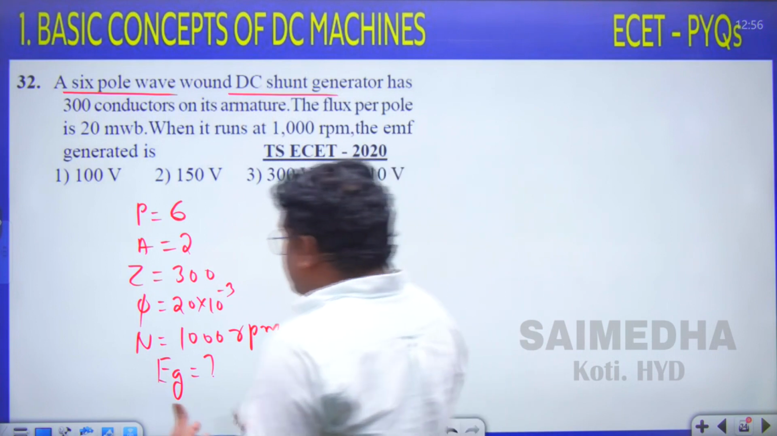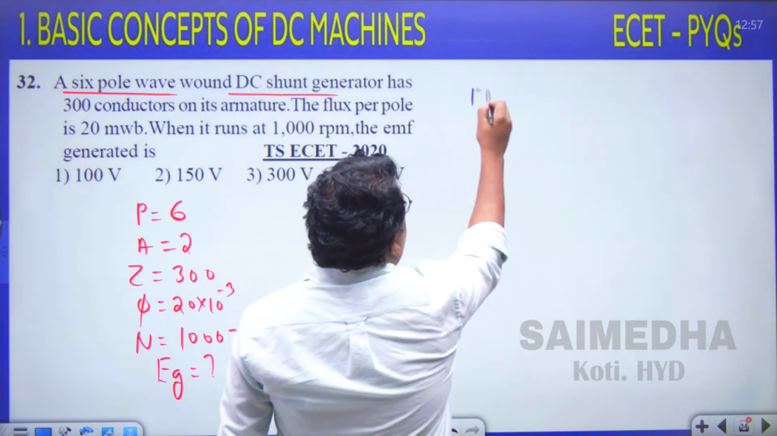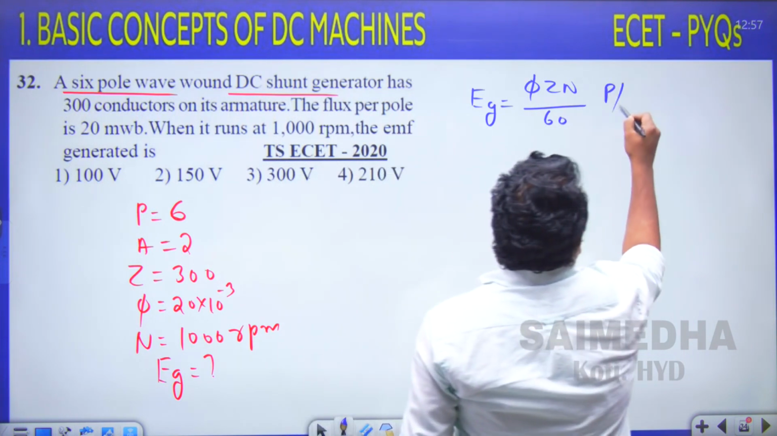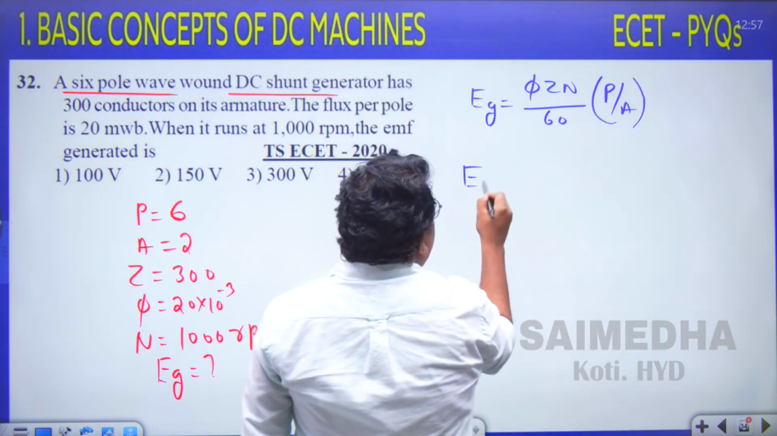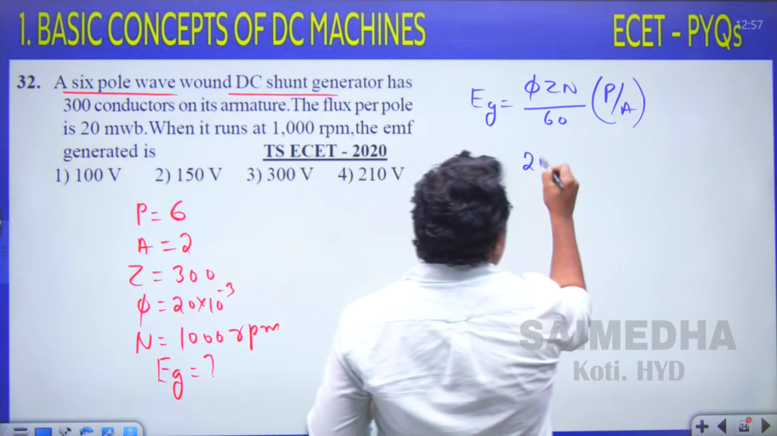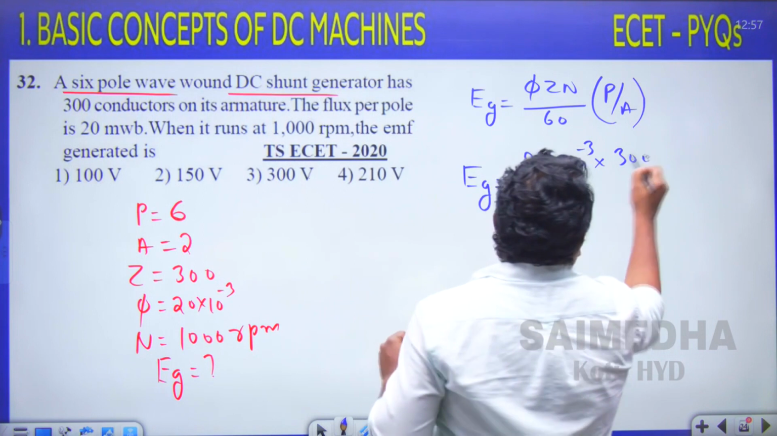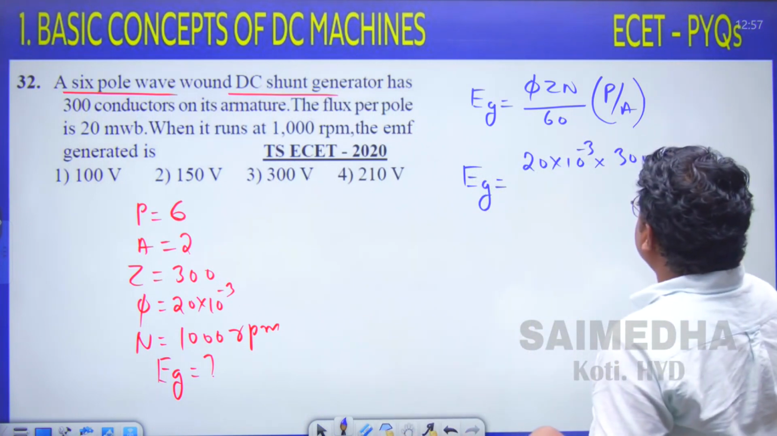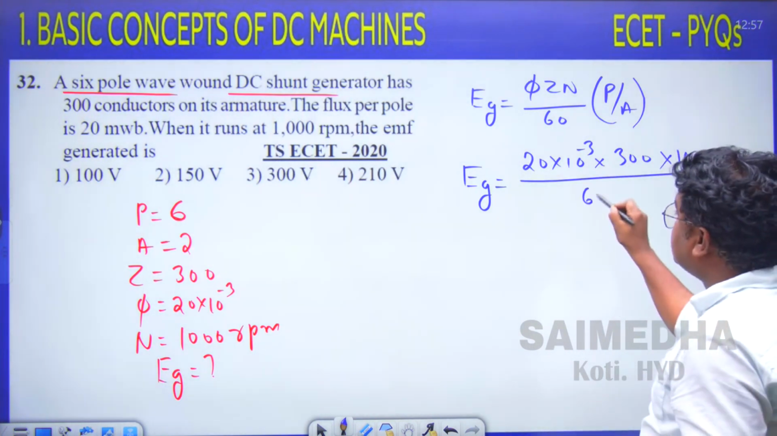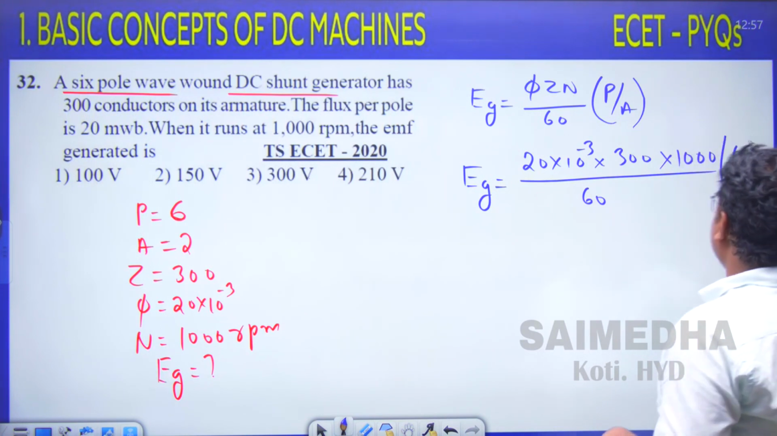Now, how do we find out this generated voltage? The generated voltage of the generator, Eg, is equal to phi Z N by 60, into P by A. So what is the value of the flux? The flux is 20 into 10 to the power of minus 3, and the number of conductors is 300. The speed is 1000, divided by 60, and the number of poles is 6, and the number of parallel paths is 2.